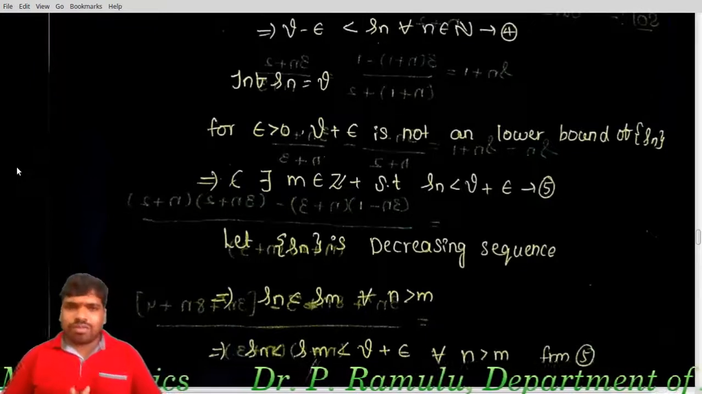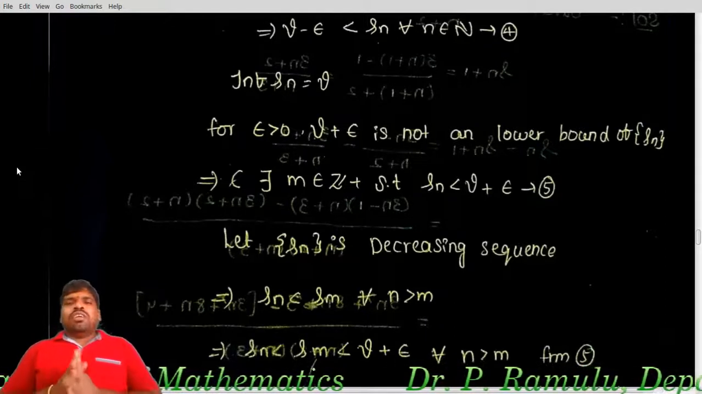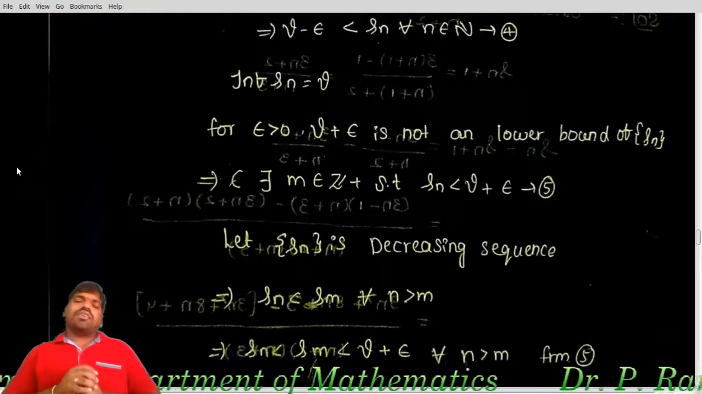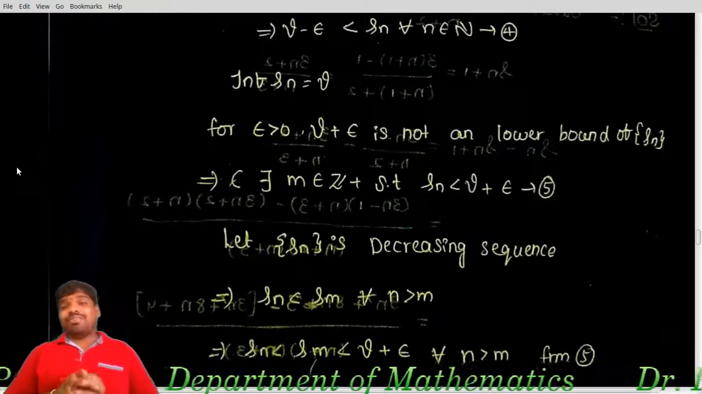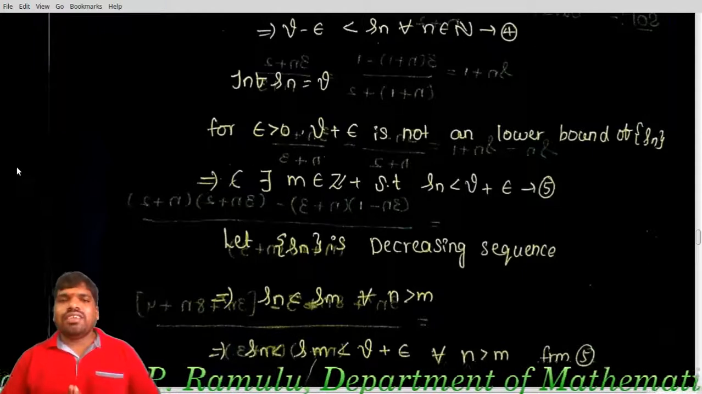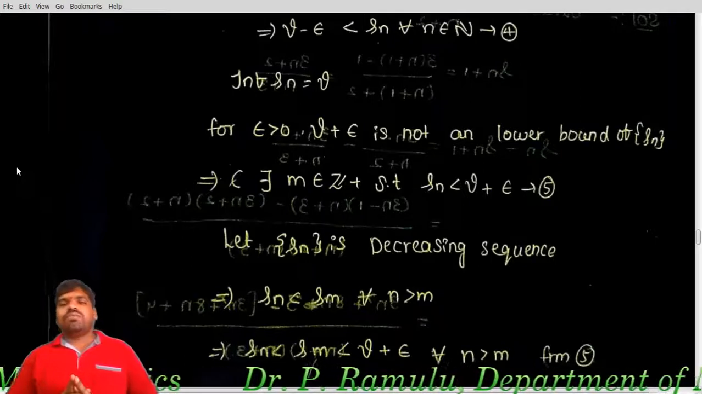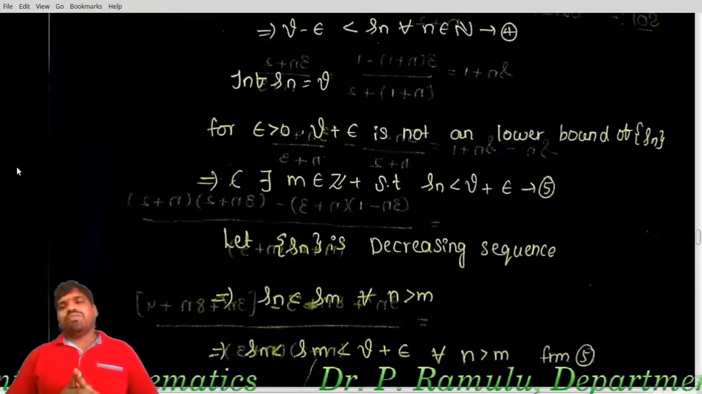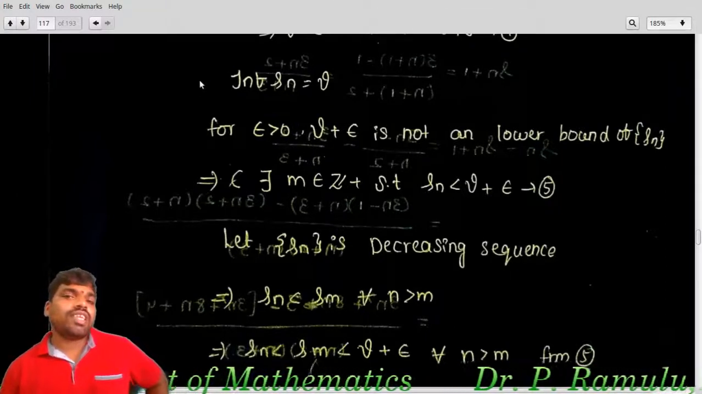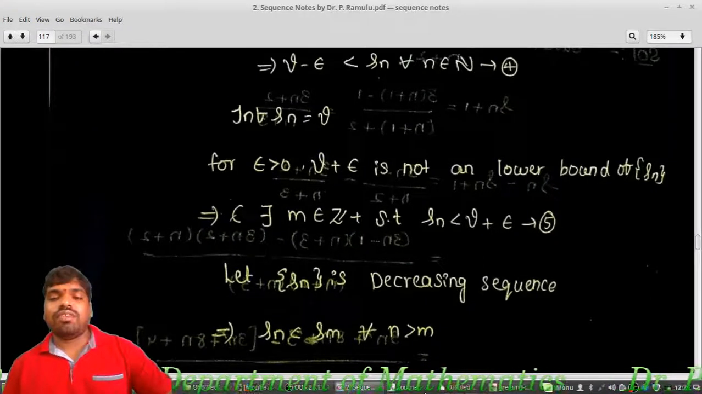If I add some epsilon greater than 0, v plus epsilon is not a lower bound of Sn. Why? Because, similarly to the last case, there exists m belonging to Z plus such that Sm is less than v plus epsilon. Why? Because this is the infimum, the greatest lower bound. If I add something, that means so okay. Let me quickly explain here.